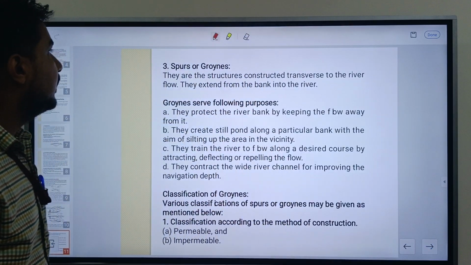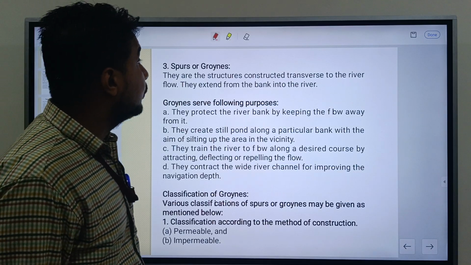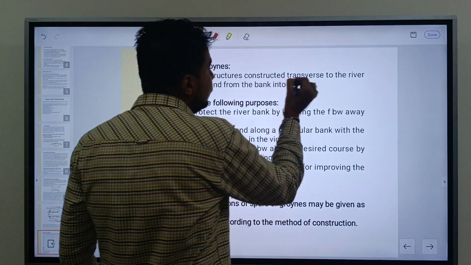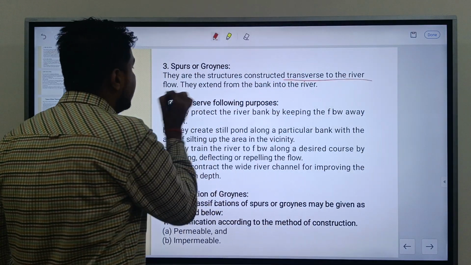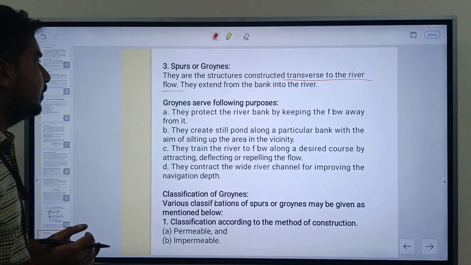Now, the third one is the spurs or groins. What are the spurs? What are the groins? They are structures constructed to transfer the river flow. They are used to transfer the flow of water, meaning they are used for transferring water in a particular direction, to a particular area.